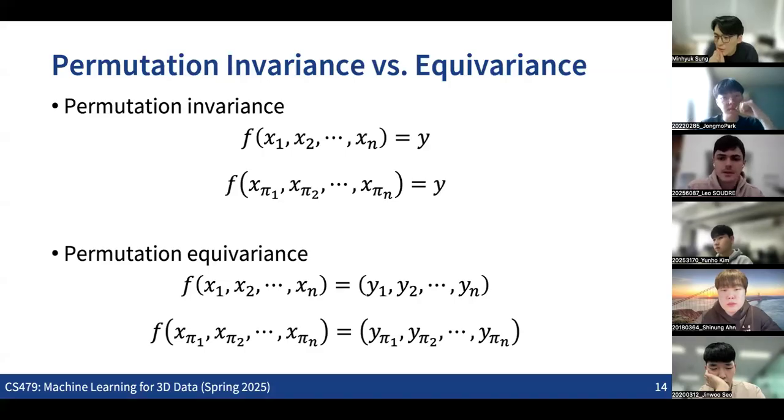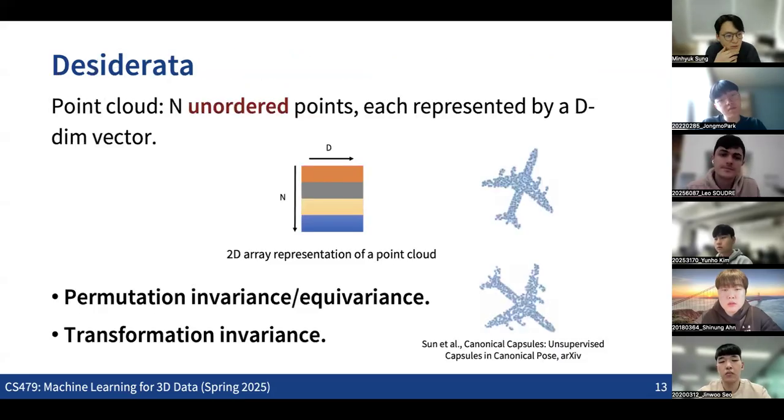For the segmentation, should it also require transformation equivariance? No, transformation is more about invariance, right? Whatever transformation we apply, the output should not change. That's why we call it transformation invariance, right?